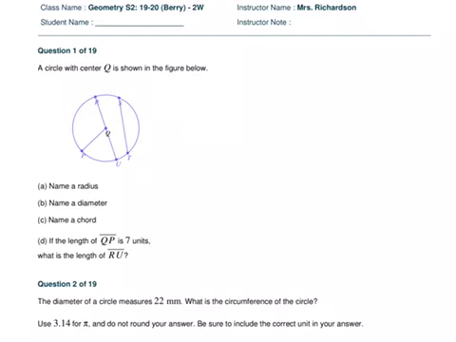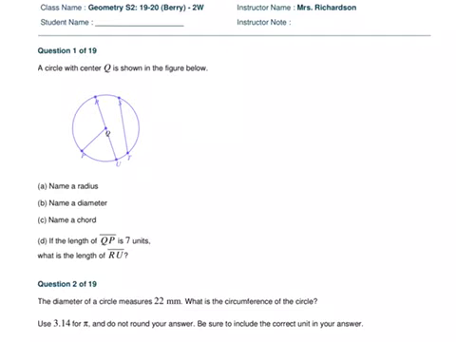There are 19 questions, so you're going to have 19 questions on the test as well. The first question, or the first couple of questions, are probably going to talk about circles. In this first question, it asks you to name a radius, name a diameter, and name a chord. So we're going to first name the radius.